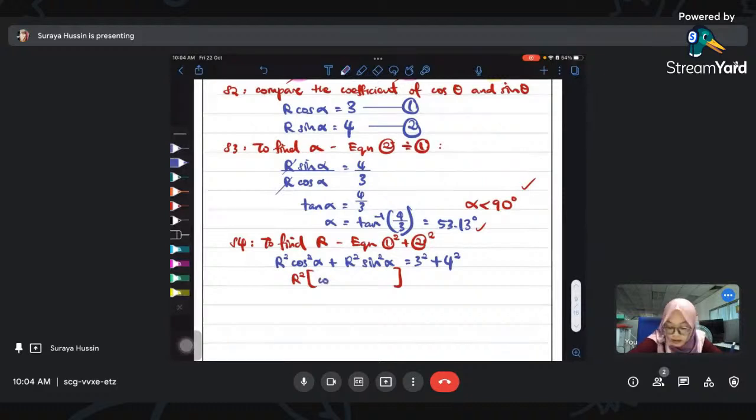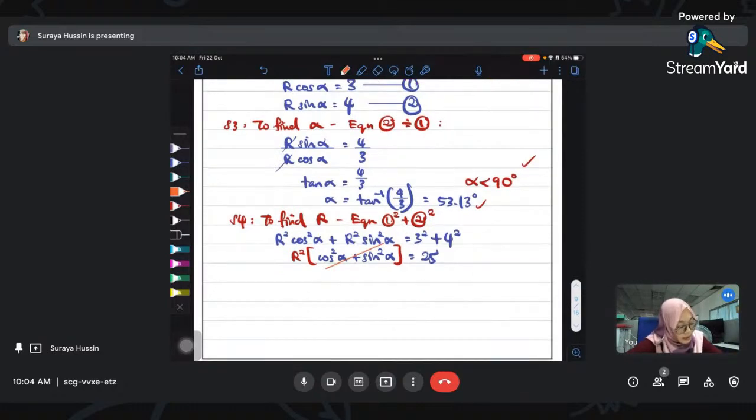Cos squared alpha plus sin squared alpha is equals to... 9 plus 16 is 25. Therefore, you know that this trig identity, cos squared plus sin squared is equals to 1. This is trig identities, adalah formula. You know that already. And therefore, your R squared is equals to 25. And then your R is 5.